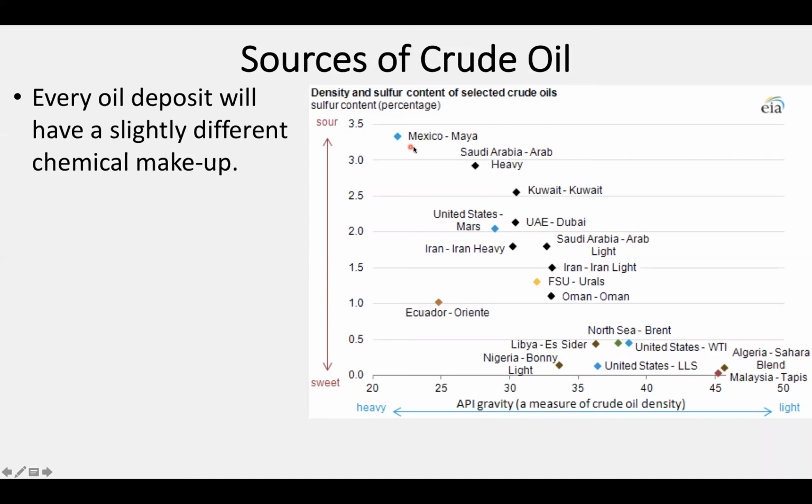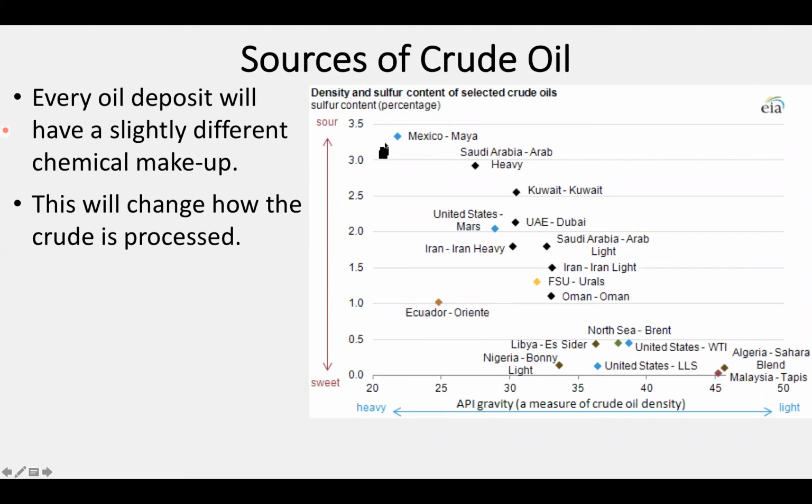However, some of the Mexican oil from the Yucatan Peninsula tends to be much more heavy and sour, and you'll probably find Canadian oil sands sitting way out here. It essentially only becomes very profitable under high oil prices. But because both of these indicate different compositions, both in terms of carbon chain length and how much impurity I'm going to have to remove, each one of these oils will have to be processed slightly differently.